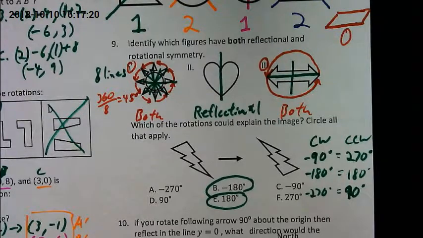So again, if you're doing something like this on a test, you should have two things answered because two rotations should give you the exact same image.